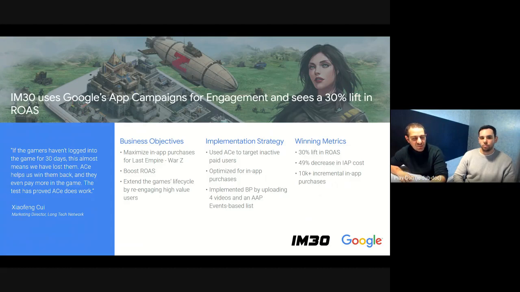When we talked with the marketing director, he said that people who are not active in their app for more than 30 days are pretty much lost users, so he wouldn't expect to see them coming back after 30 days. That's why the ACE campaign helped them reach out to those users before the 30 days and bring them back to the game, keep them spending and purchase more features within the game. By doing that, they increased the ROI of IM30.